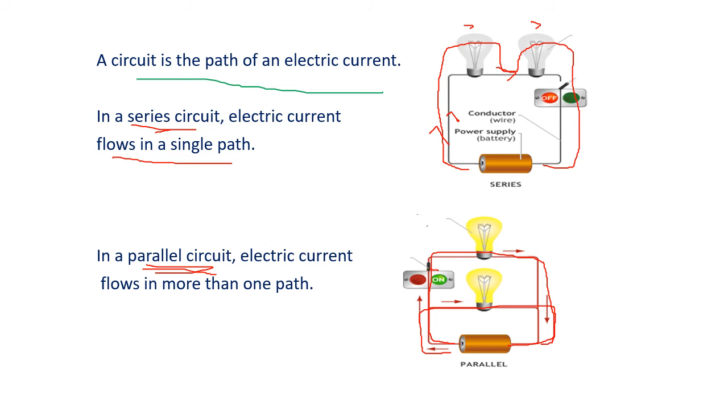So if I put this switch off, this bulb will go off, but this bulb will still work. And if I put this off, then this bulb will work. So what have you understood?